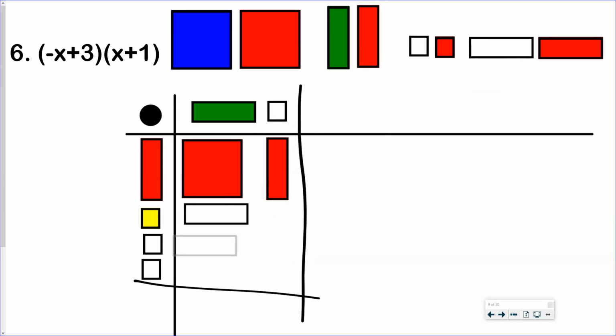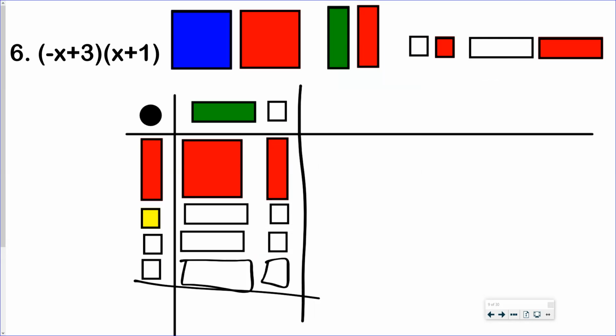There we go. Here, and then, it does not want to work, guys. I'm just going to go ahead and draw it in. And then positive times positive gives me a whole bunch of positive 1s.